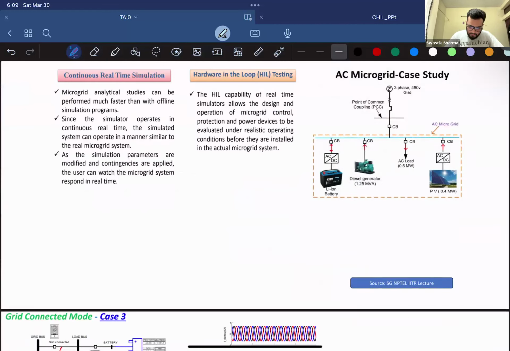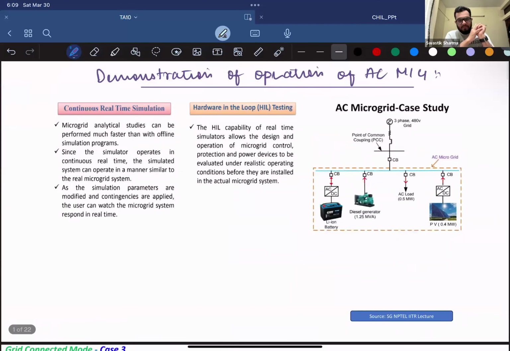So you studied the operation of AC microgrid, right? Now you want to optimize the performance of your control strategies. How will you do it? You will do it through continuous real-time simulation. And now, for this, the circuit that you've chosen has storage as well as a diesel generator.